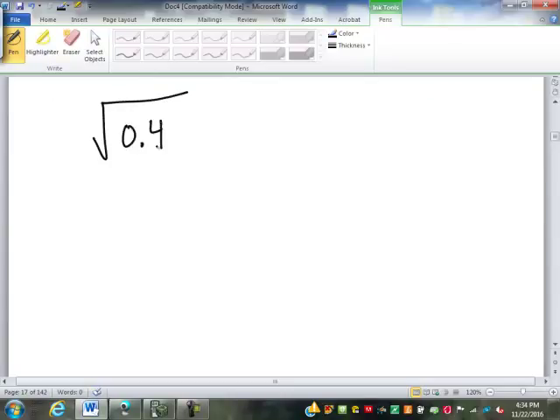And look at something like this, the square root of 0.4. Now, a lot of people want to say, well, isn't that 0.2? But you got to be careful. 0.2 squared is 0.2 times 0.2. 2 times 2 is 4, but how many decimal places have to be in that answer? There's 1, 2, there has to be 2 decimal places in the answer. That has to be 0.04.